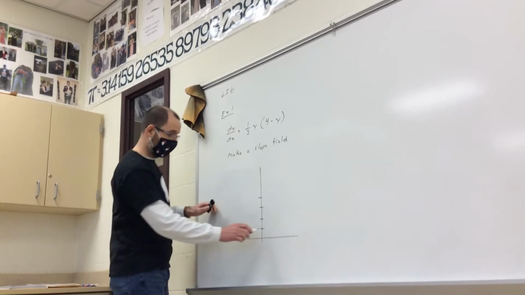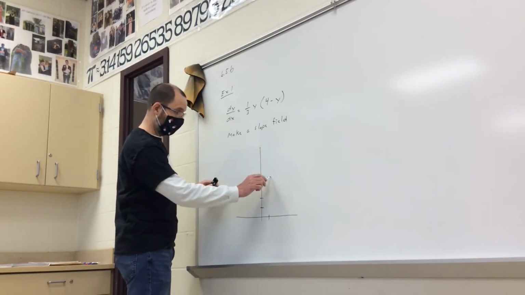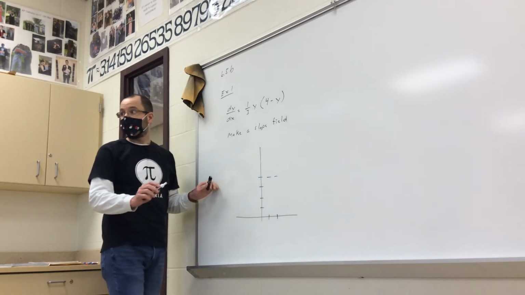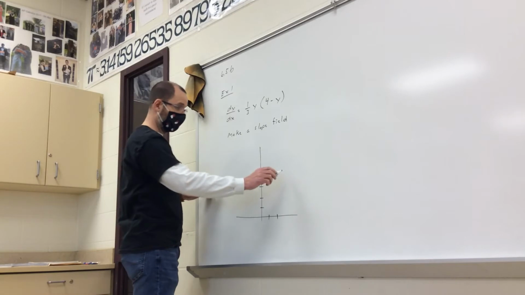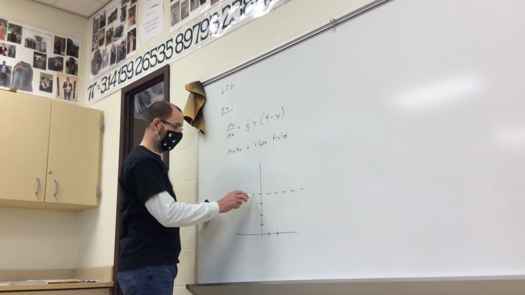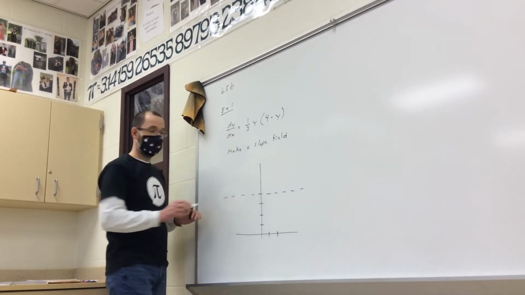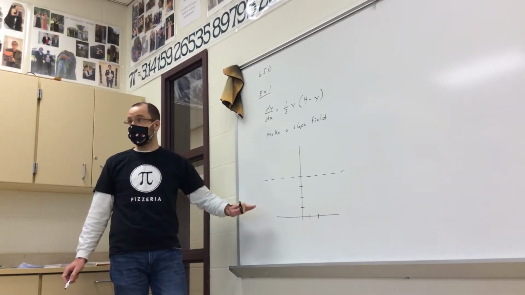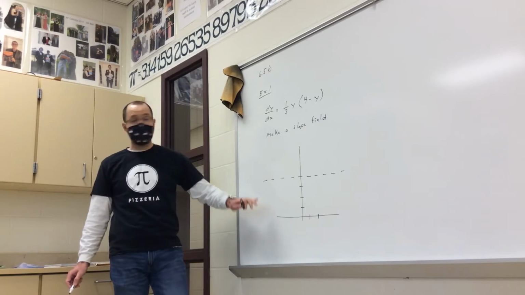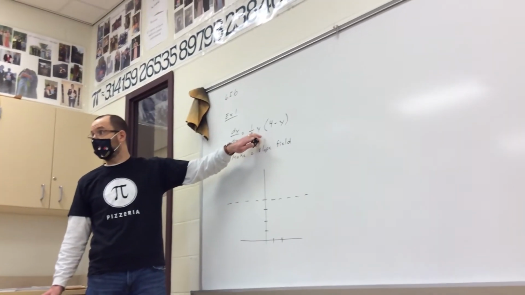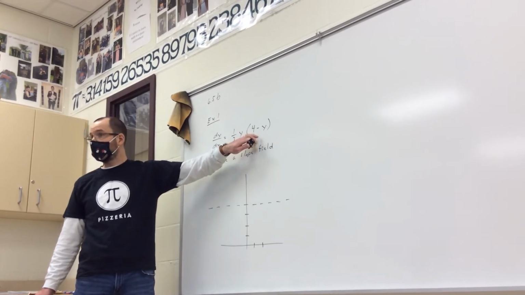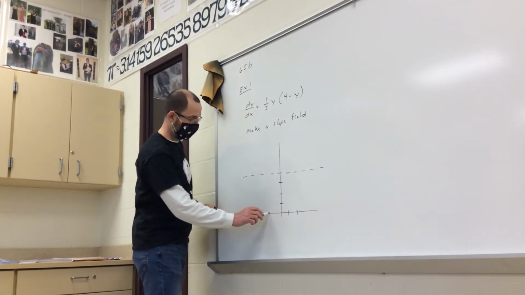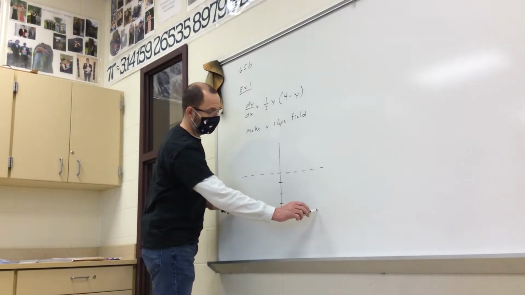So for example, at the point (1, 4), slope is 0. Or at the point (2, 4), slope is 0. Slope is 0 all the way across here whenever y is 4. Okay, then also, if the y is 0, this would be 1/3 times 0 times 4, which comes out to 0. So down here, when the y is 0, the slope is 0.